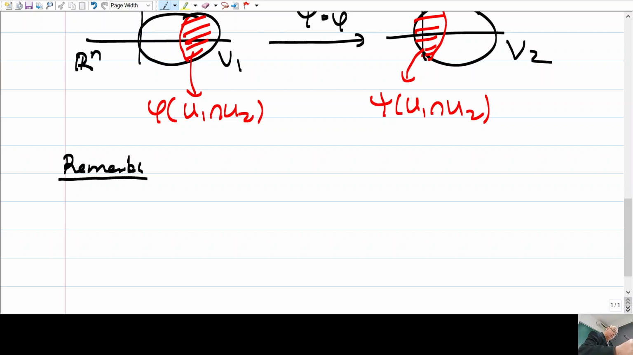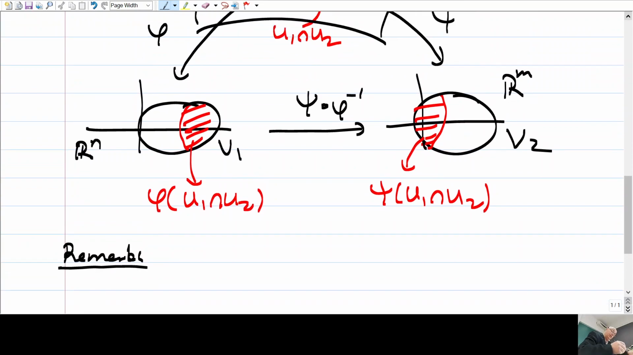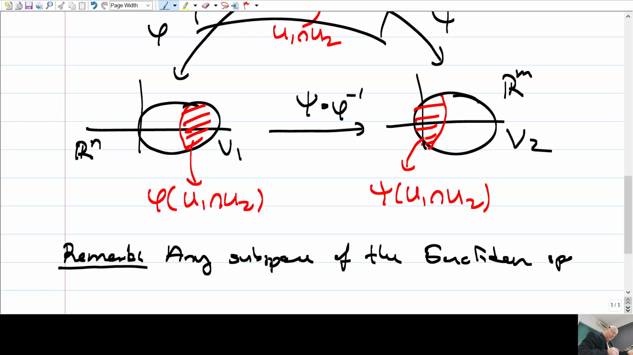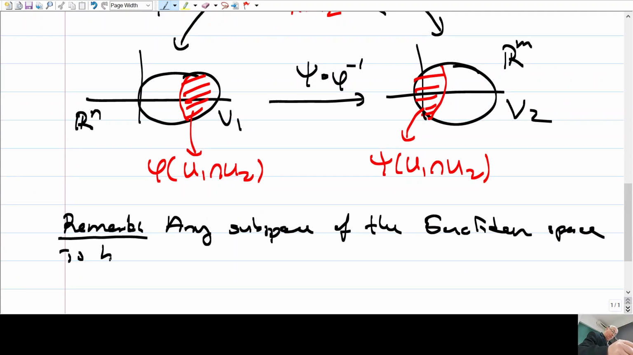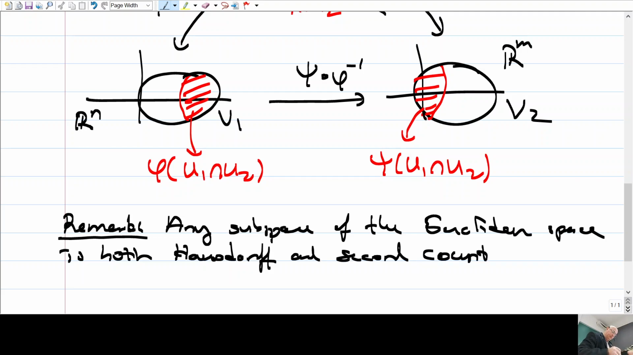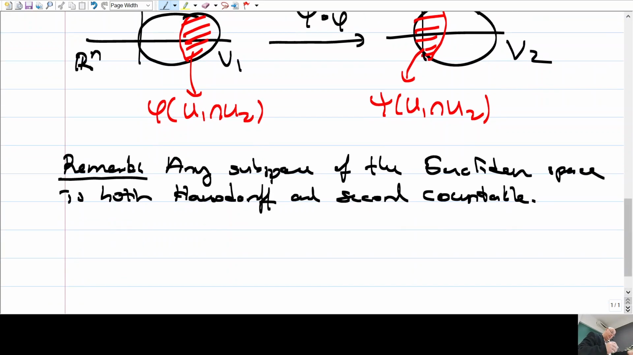Remark. Any subspace of the Euclidean space is both Hausdorff and second countable. Indeed, we will see later.